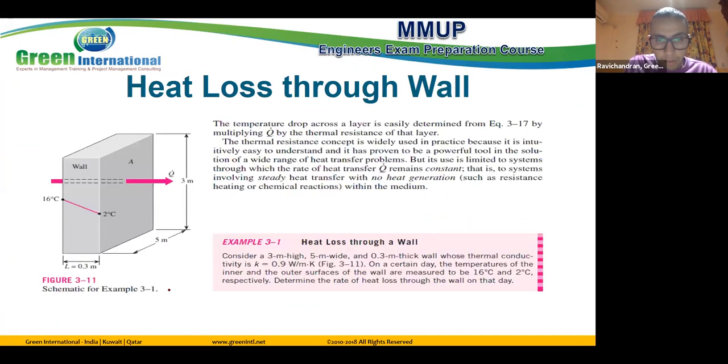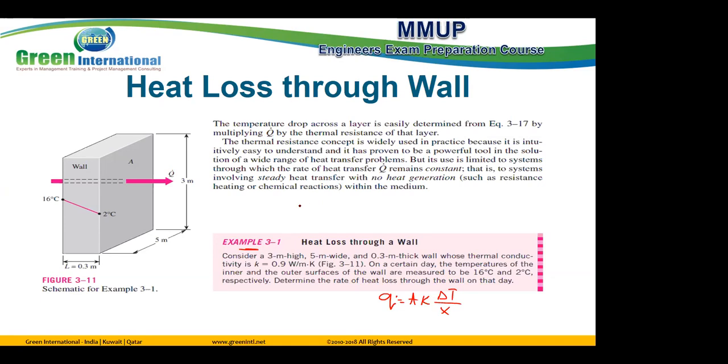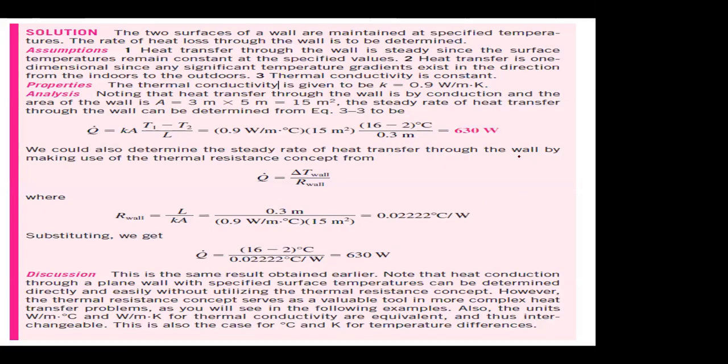Let's go to this next problem. Solve it, please. The same problem we can solve with the same equation here: Q dot equals K A delta T by X. Did you get the answer? 630. Again? 630. Negative value? Yeah.